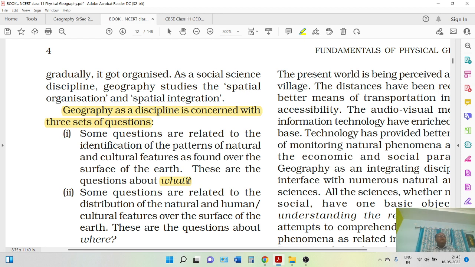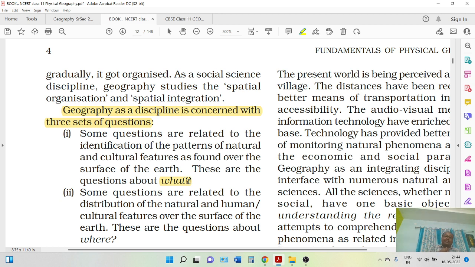For example, if I ask you what is marble, what is igneous rock, what is sedimentary rock, what is an ecosystem, or what is lava, what is magma. So this kind of question, what is this, I'm pointing out. Geography used to point out, yes, what is this.